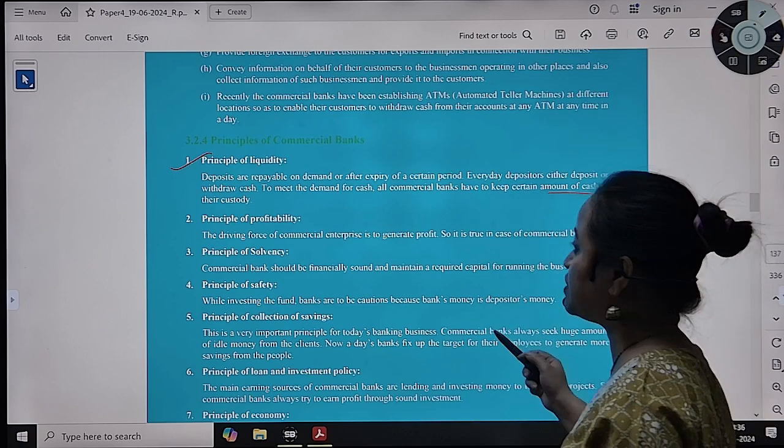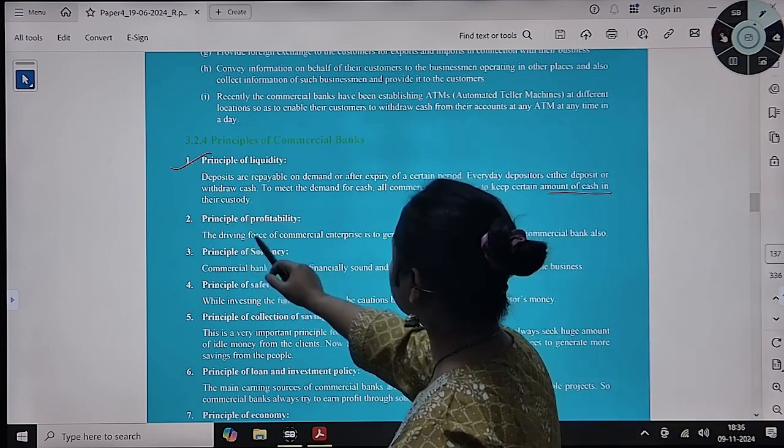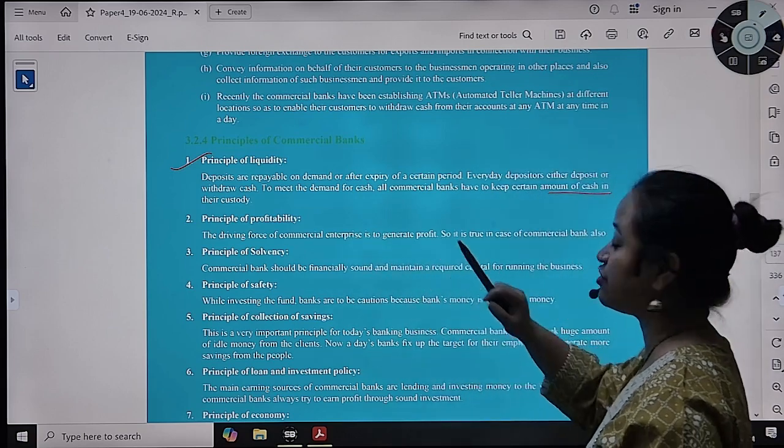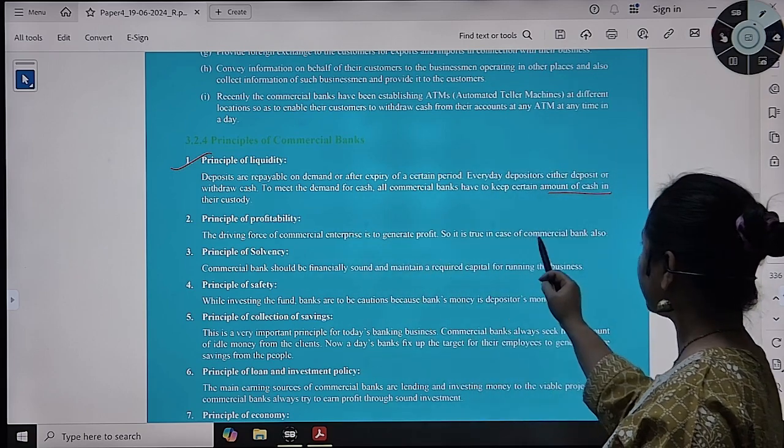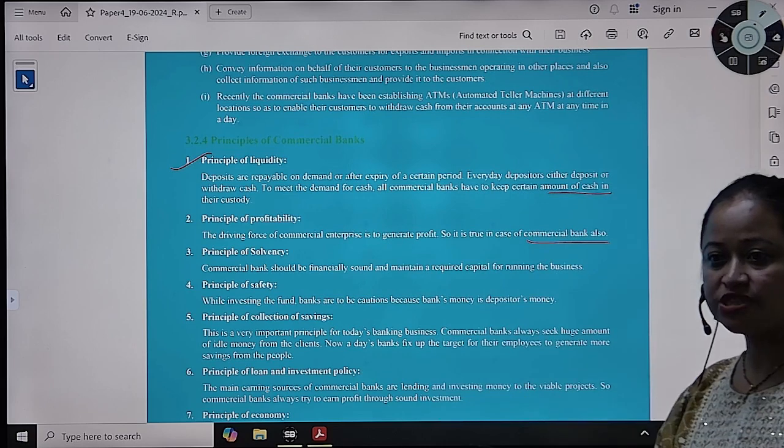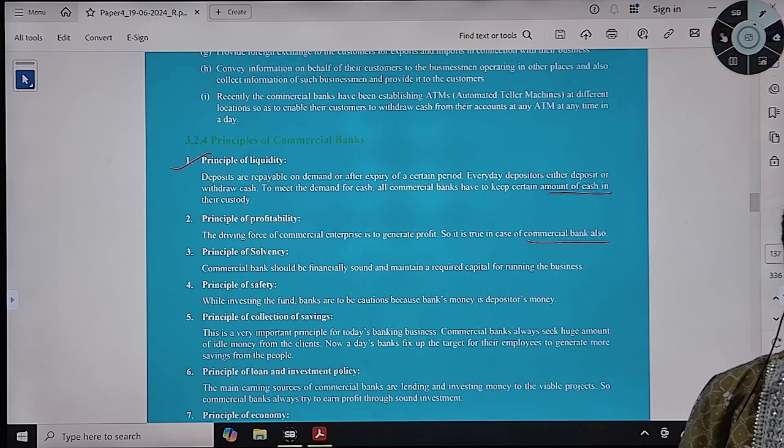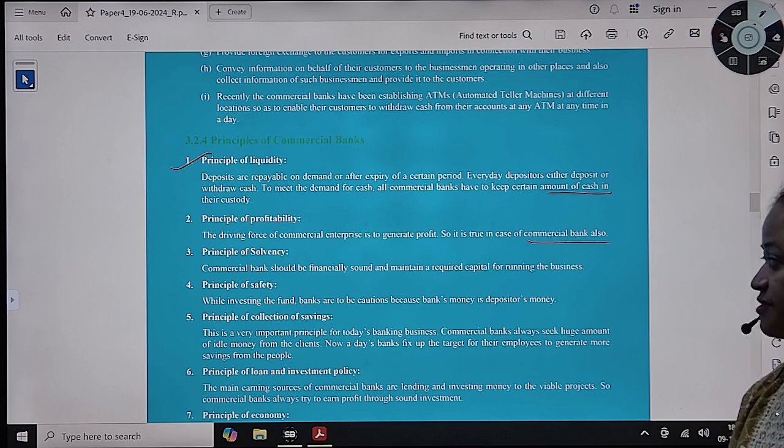So second one is principle of profitability. The driving force of commercial enterprise is to generate profit. So it is true in case of commercial bank also. So the main objective of commercial bank is to earn profit, right? So they are doing business to earn profit. They are doing business activities to earn profit.